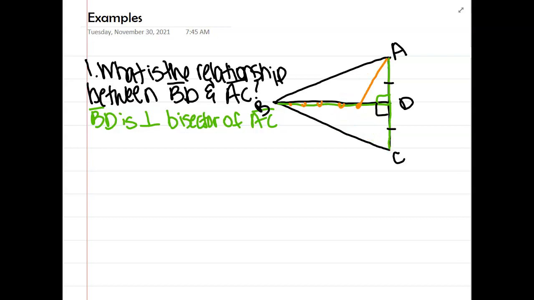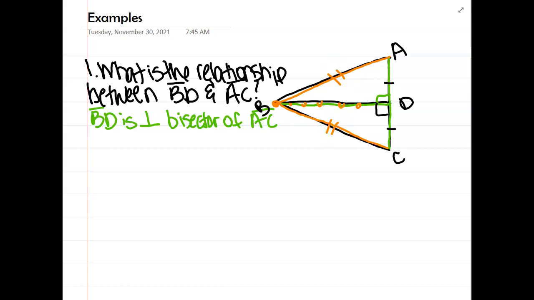And those are nice and all, but they actually gave me a point, right? B is on the perpendicular bisector. And since B is on the perpendicular bisector, that means B is the same distance from C as B is from A. So what do you know about those two segments? They're congruent. So we can mark that they're congruent.